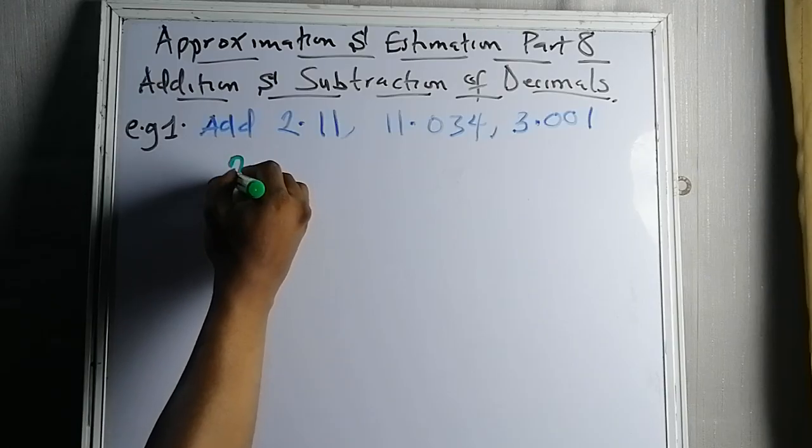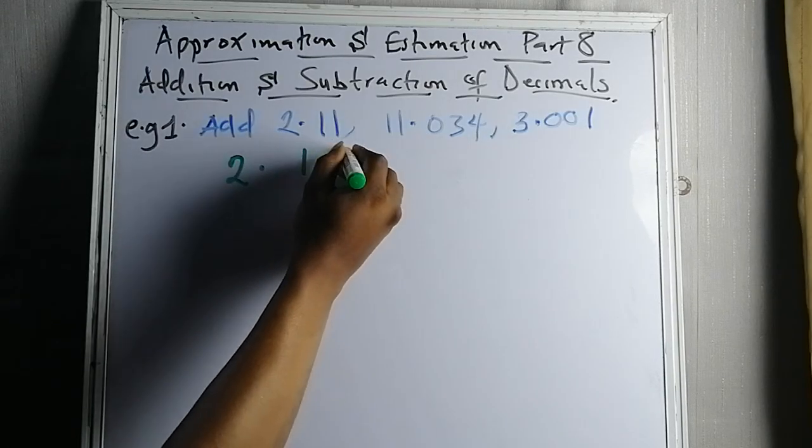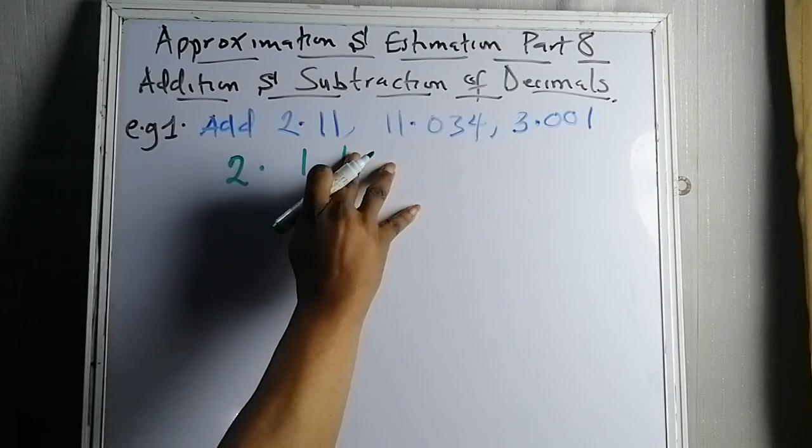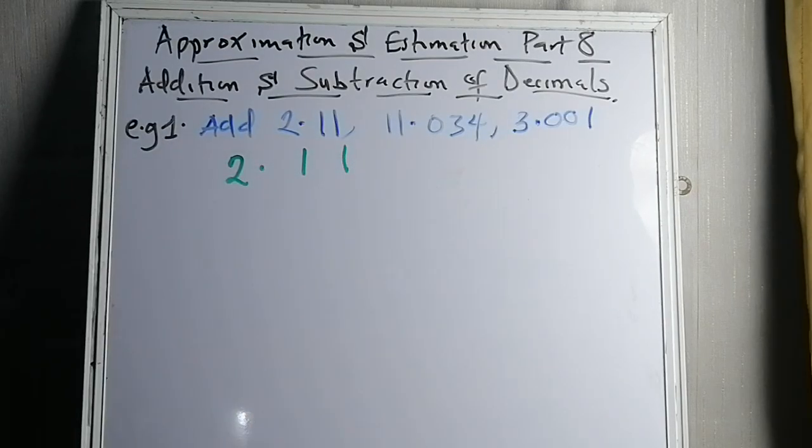So you have 2.11. That's the first one, which is 2 decimal places. Now, anytime you're doing addition of decimals, you need to consider before the point and after the point. Before the point will stay before the point, and after the point will also stay after the point. So look at the way I'm arranging.